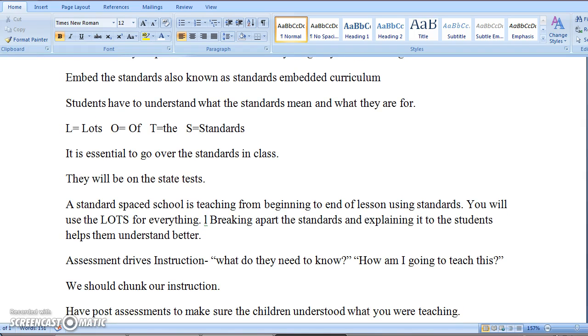They talked about the language of the standards. I think that's what I wrote down. I'm not sure if I wrote that down right. Oh, it's language of the standards. Sorry, I'll have to correct that.